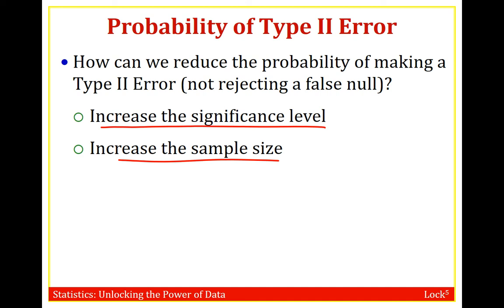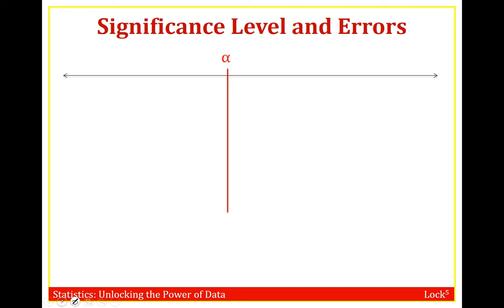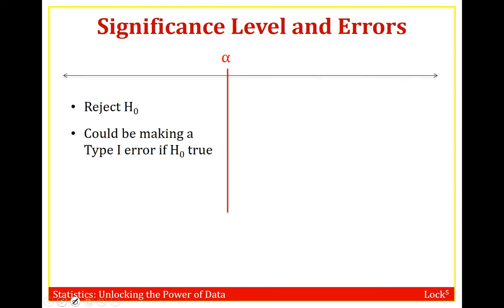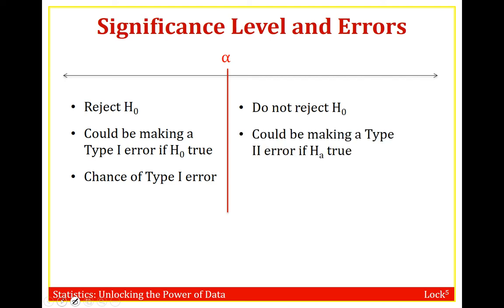In a type 2, remember, a type 2 is we failed to reject. So we didn't have significant evidence. So now we're going to broaden that range and say, you know what, we're going to let that number in, because now we're going to make that thing statistically significant. So with an alpha level, if we reject H0, we could be making a type 1 error. The chance of a type 1 error is equal to my alpha level. But if I don't reject H0, I could be making a type 2 error if HA was truly true. And this is related to the chance of making a type 2 error.